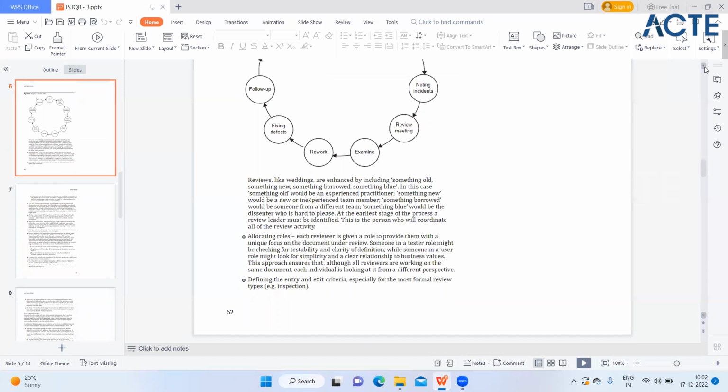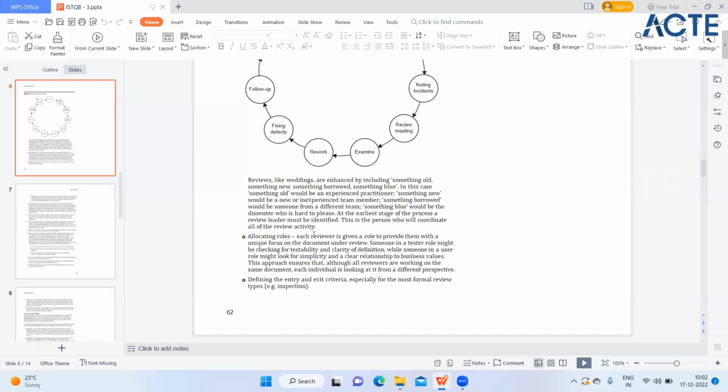Okay. Now, reviews like weddings are enhanced by including something old, something new, something borrowed, something blue. In this case, something old would be an experienced practitioner, something new would be a new or inexperienced team member, something borrowed would be someone from a different team, something blue would be the dissenter who is hard to please. At the earliest stage of the process, a review leader must be identified. This is the person who will coordinate all of the review activity.